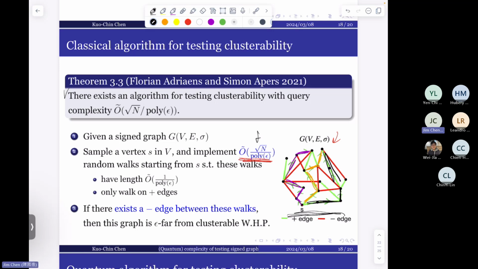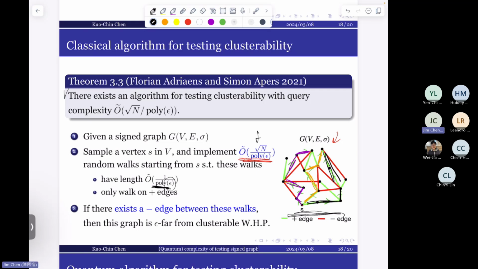Oh, when do they stop? The length of the random walk is poly(1/epsilon), where epsilon is the error parameter for the clusterability testing algorithm. So it just stops around this length. It does not stop when it meets a certain type of vertex. It just does the random walk along the positive edges.